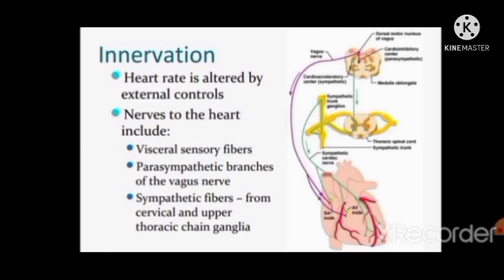Innervation of the heart. Heart rate is altered by external control. Nerves of the heart include visceral sensory fibers, parasympathetic and sympathetic fibers, which control the contraction and relaxation of the heart.